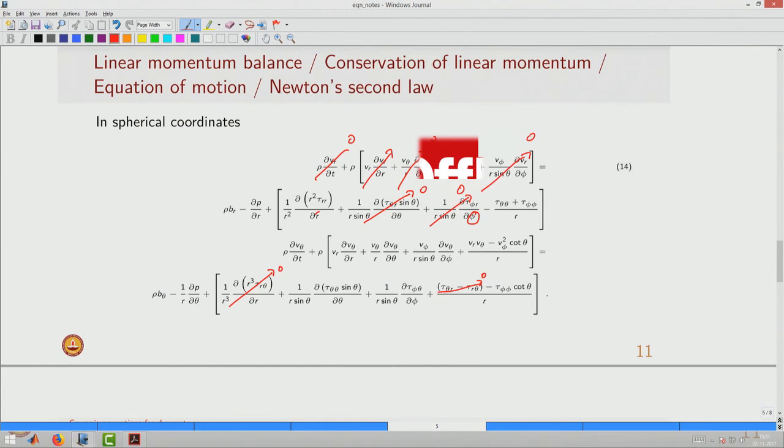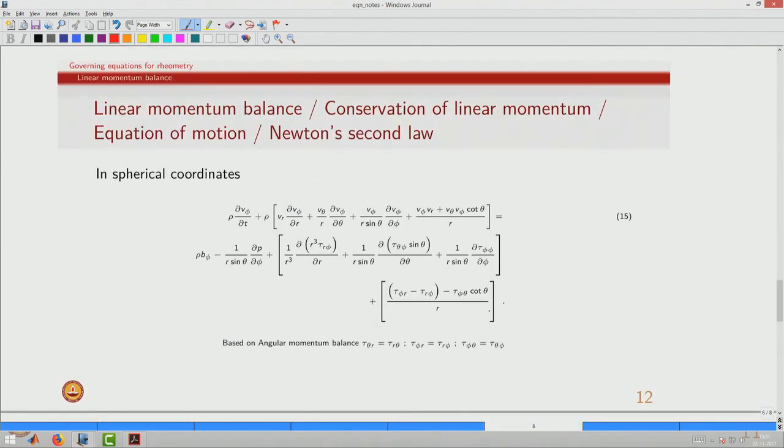And then if we look at the next set of Cauchy equations, since V phi is not a function of theta, not a function of phi, this term will be 0, V r itself is 0 and V theta itself is 0. Then we also have tau r phi as 0.